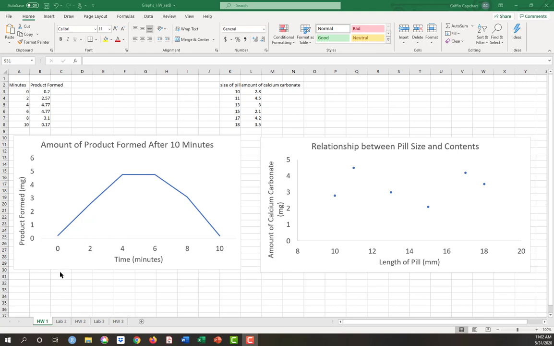So line graphs are really useful when you're trying to display time series data. You're trying to see how, in this case, the amount of product changes over time. This is most likely some sort of enzymatic reaction. So enzymes breaking down or producing some product, some other protein or whatever it might be.